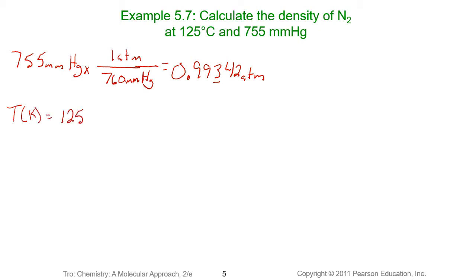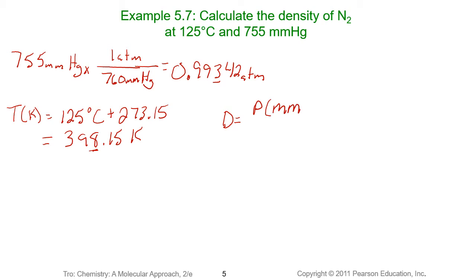So 125 degrees Celsius plus 273.15, and we get a temperature of 398 Kelvin. We now can use our density equation. MM stands for the molar mass, so density equals pressure times molar mass divided by RT.